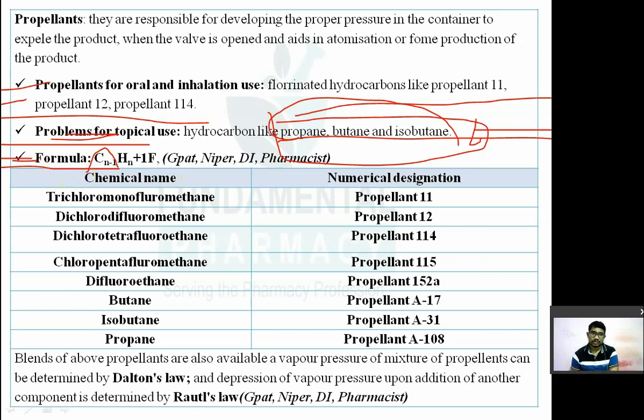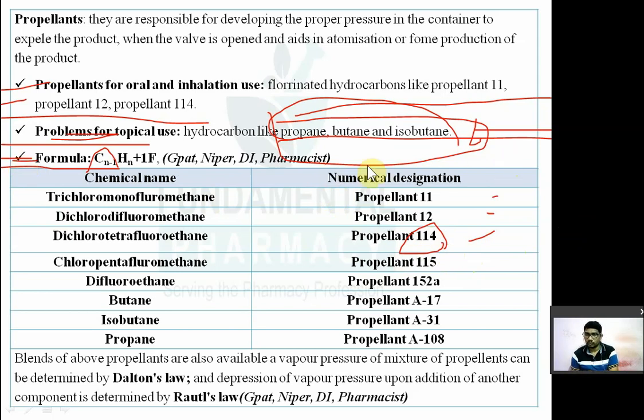You can see over here, it is written propellant 11, propellant 12, propellant 114. Each of these chlorofluorocarbons has a designated 3-digit code. For example, here it is written 114, so they have given this name 114. What is the reason behind this? Each and every chlorofluorocarbon propellant has a designated 3-digit code. You can see over here, this is the formula. So what is the first digit?